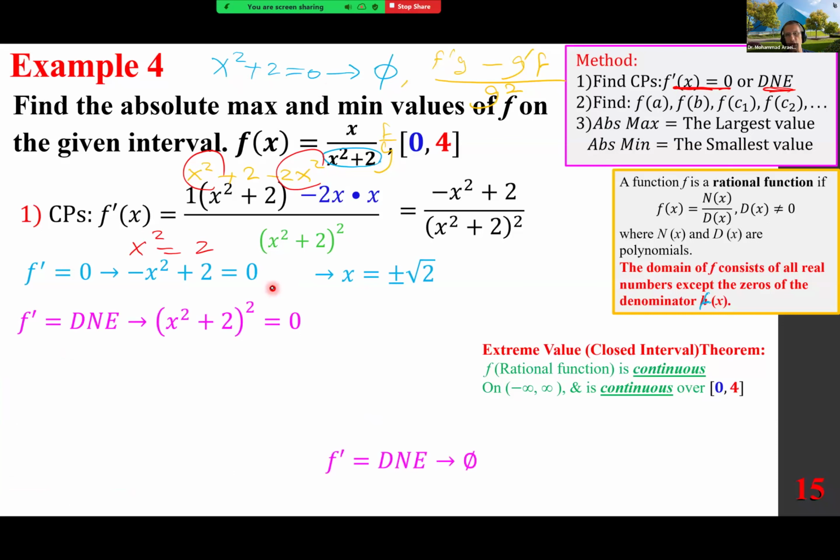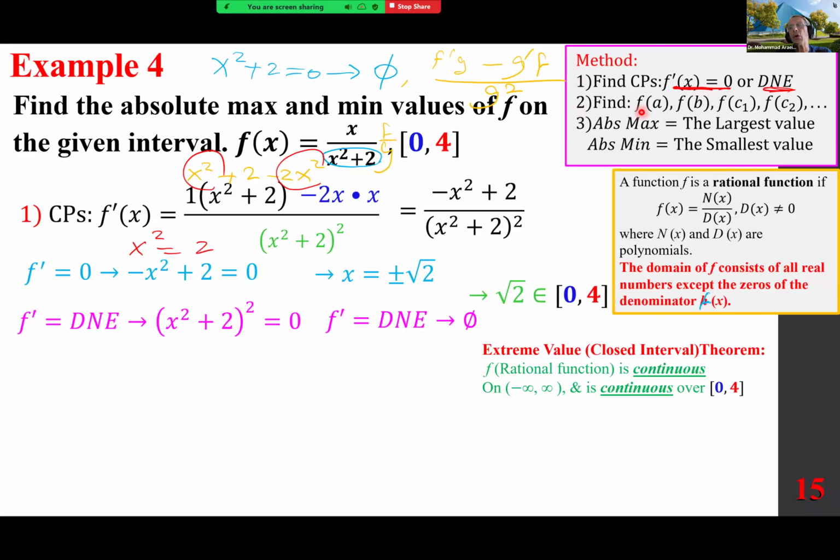There is no solution. Therefore, we have two possibilities for the critical points, either square root of 2 or negative square root of 2 or both, and we have to see which one is in the given interval. As you can see, square root of 2 is in between because square root of 2 is 1.41 roughly, but minus square root of 2 is not there. So we can only use square root of 2. So we found the first part.